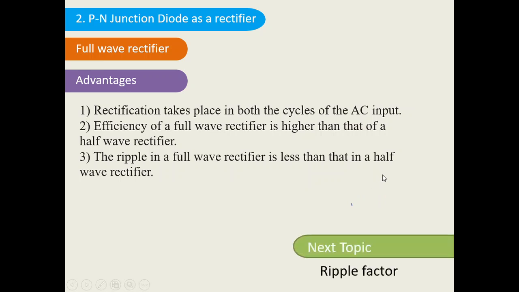So this completes our topic of the full wave rectifier. The next topic that we are going to learn is the ripple factor.